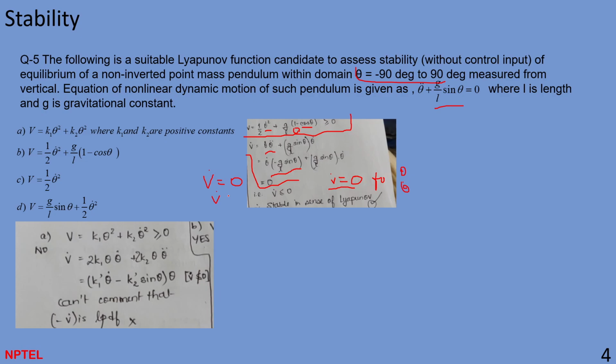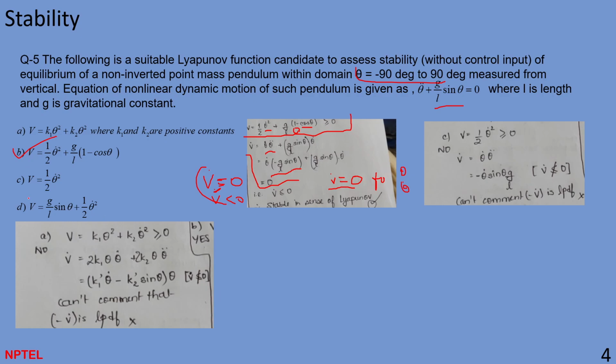I know it is not less than 0. Less than 0 is not a necessary condition. It can be 0 also, but in this case it is always 0. So in this case, B is right. Coming to the second condition, which is C, which is V equal to half theta dot square.